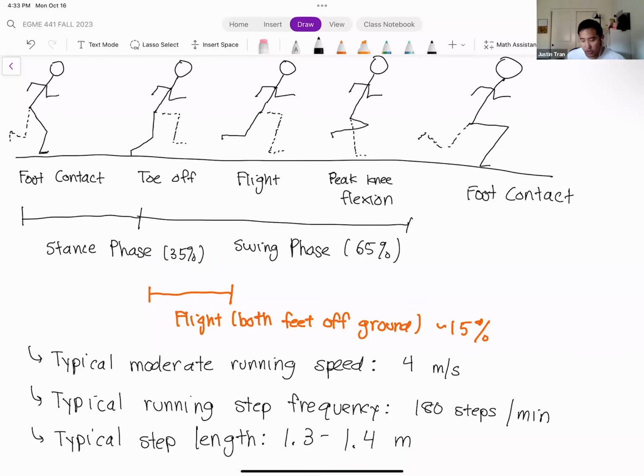So that's the running gait cycle. We're not going to dwell too much on this because we've already defined a lot of these terms when we talked about walking. But I did want to make you aware of the different phases and the different breakdown of the phases. Any questions on this?